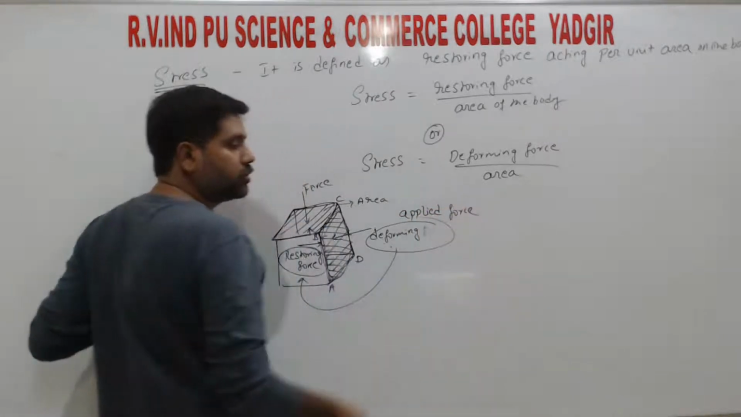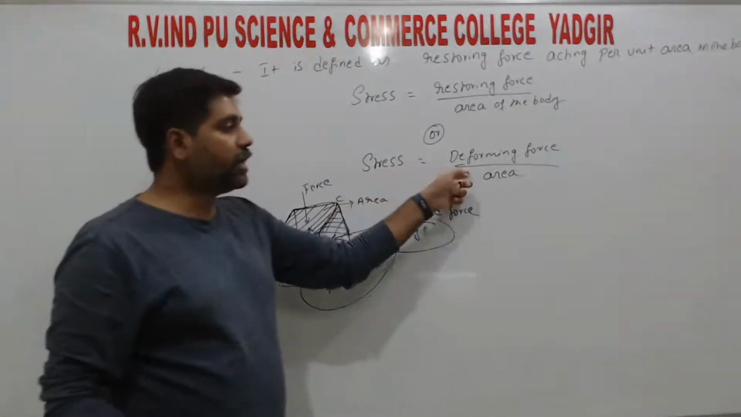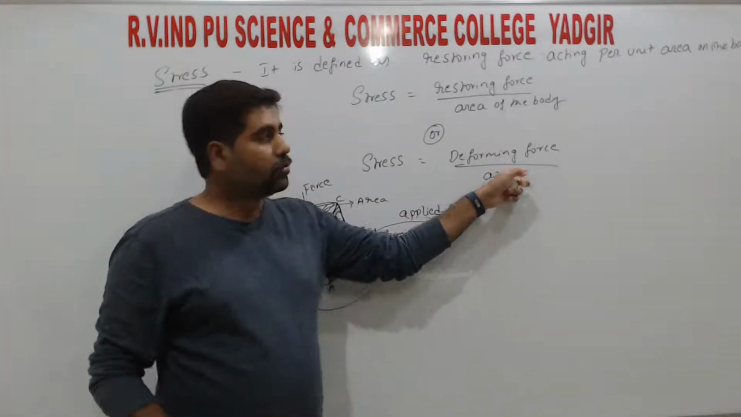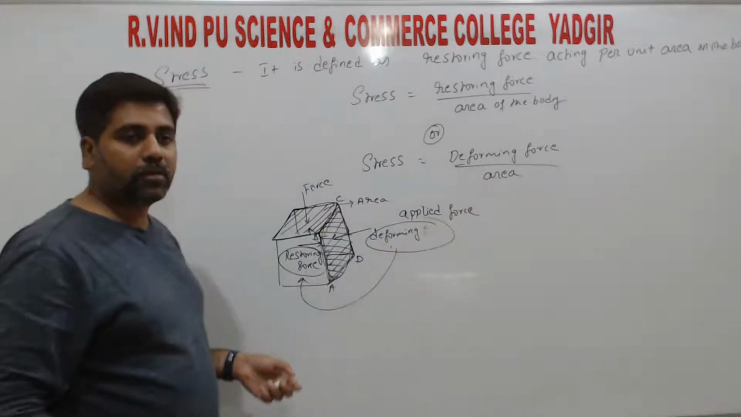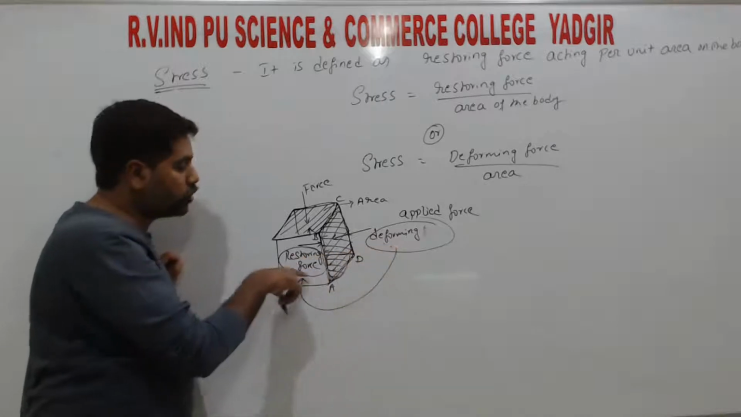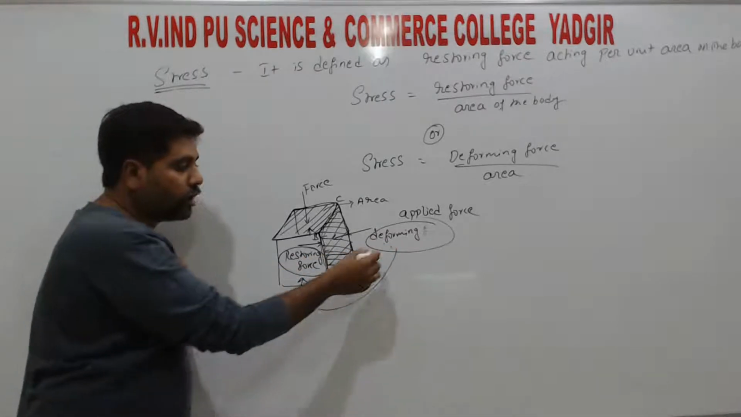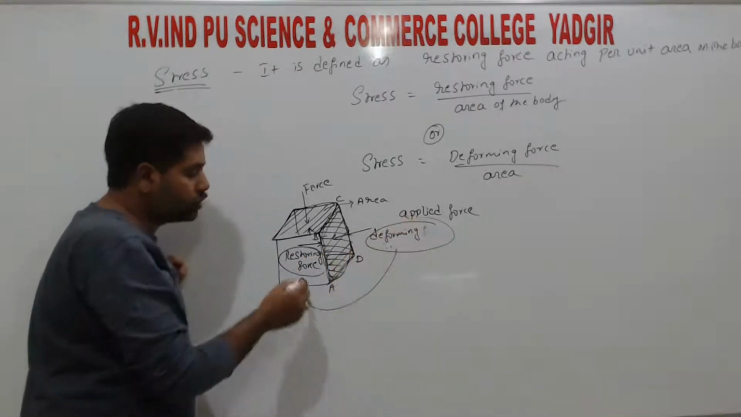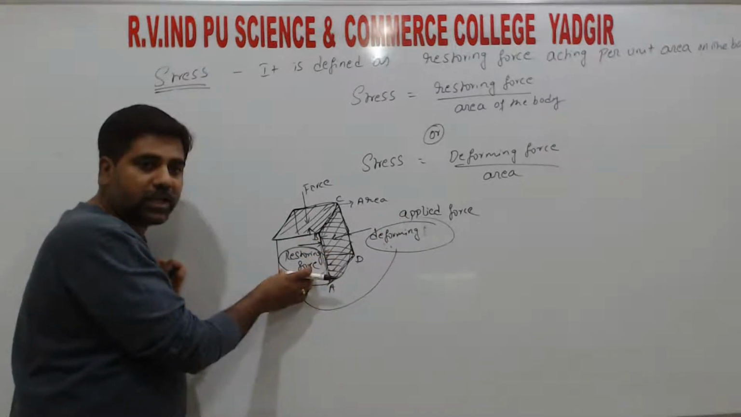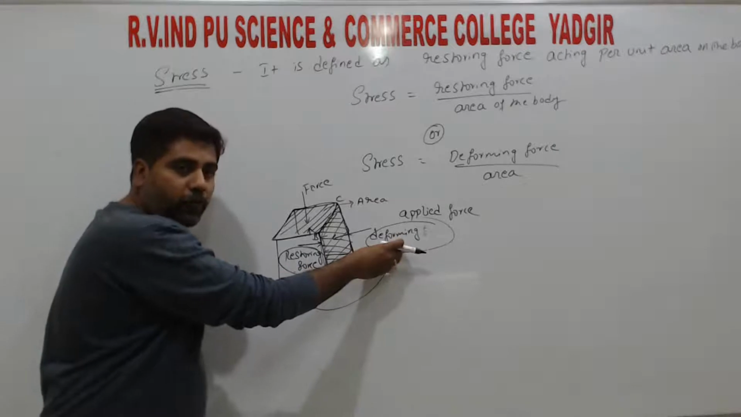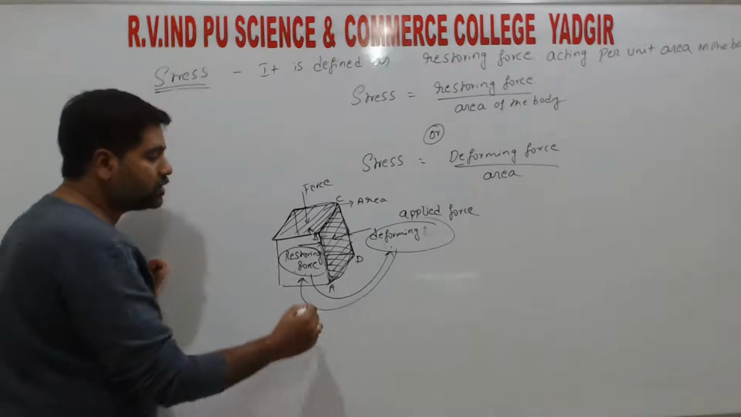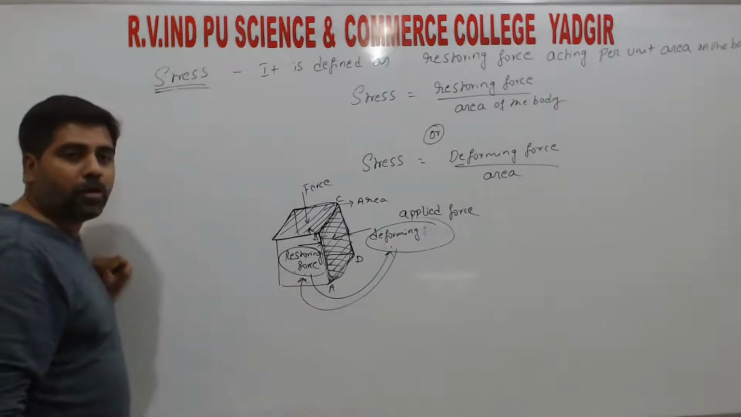Applied force, right? So here also we can define stress is equal to applied force per unit area, right? So in the three statements, we can define anything: applied force or deforming force or restoring force. So deforming force is the applied force, so restoring force is the generated force. This force is generated because of the deforming force, right? So restoring force depends on the deforming force, that is, it depends on the material of the object, right?